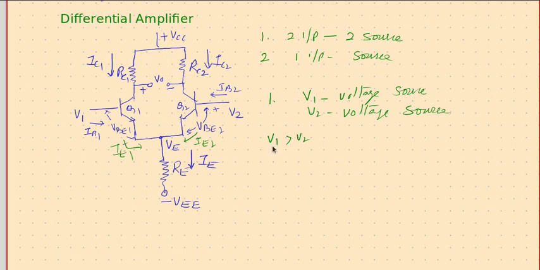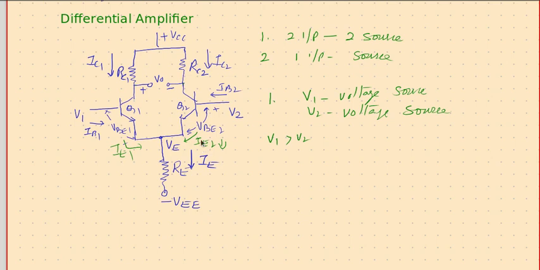Now, if we assume that V1 is greater than V2, then IB1 will be greater than IB2. Therefore, IC1 will be greater than IC2. Since IC1 is greater, then voltage across RC1 will be greater. Therefore, this point voltage will be smaller compared to this point voltage because IC2 is smaller. So, this point voltage will be at higher value. This point voltage will be at lower value. So, somehow V1 is more, therefore, large IE1 will flow, and because of that large IE1, IE2 has to reduce.